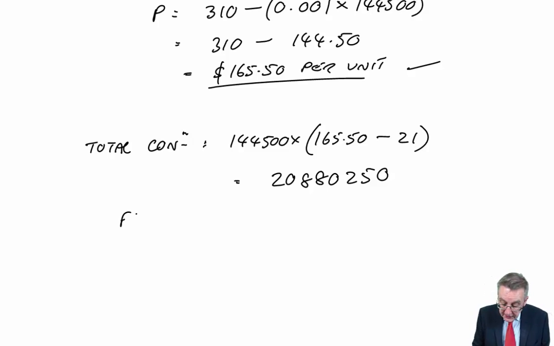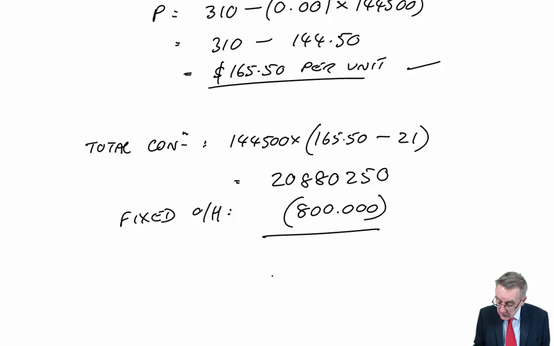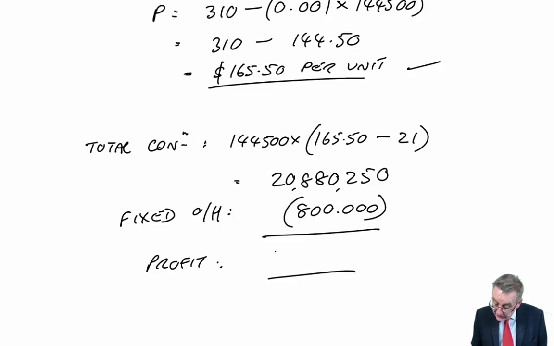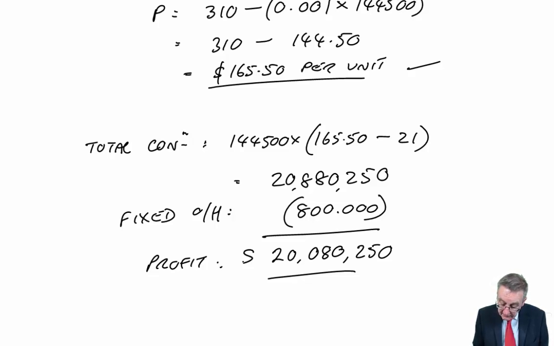For the profit, we need to subtract the fixed overheads. We worked them out earlier. They were 800,000. And therefore, the maximum profit is 20,080,250. Which does seem huge, but it's correct.